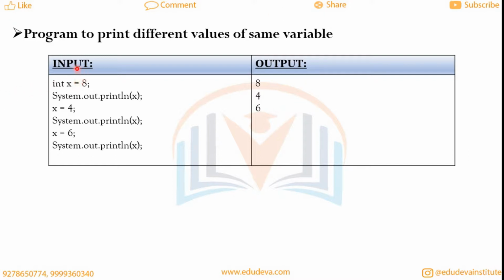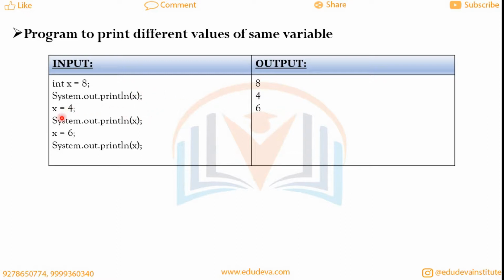In the first line we have written int x is equal to 8. It means that we are declaring a variable of integer type, the value given to the variable is 8 and the name given to the variable is x. And in the second line we are writing system.out.println x, and as we have not inserted any inverted commas, it will just print the value of the variable x, and that is 8.